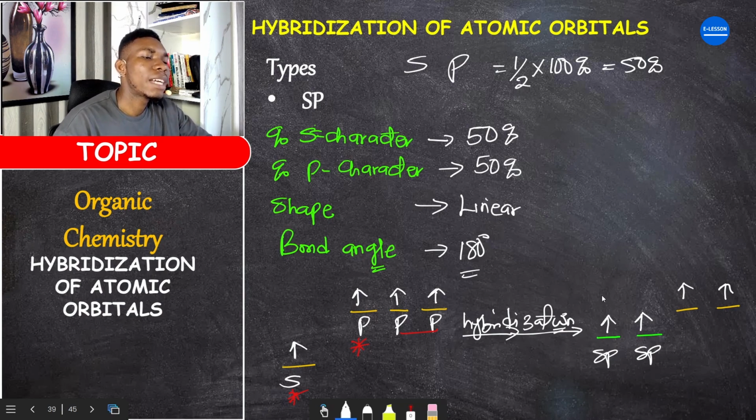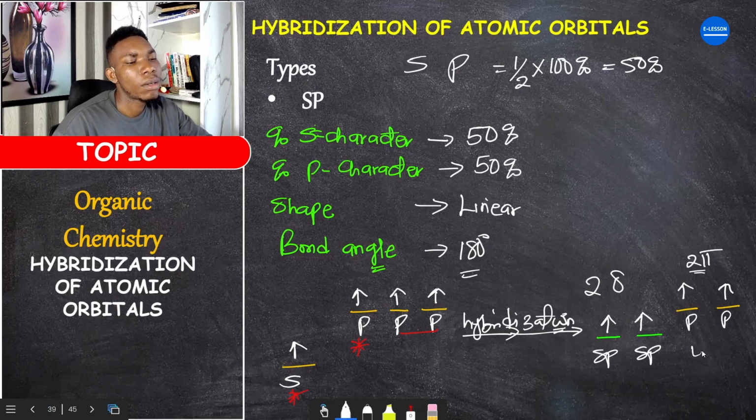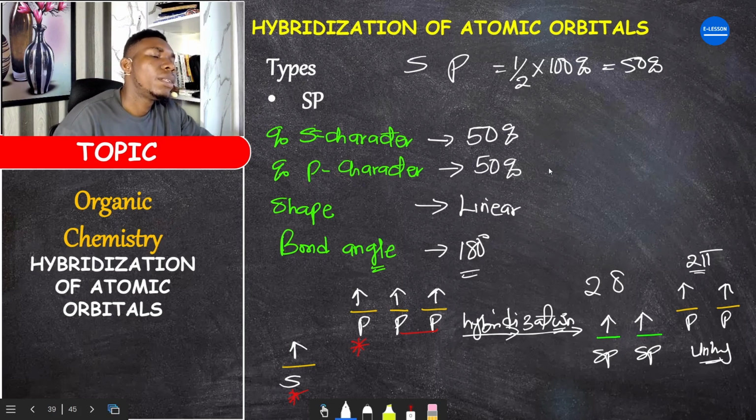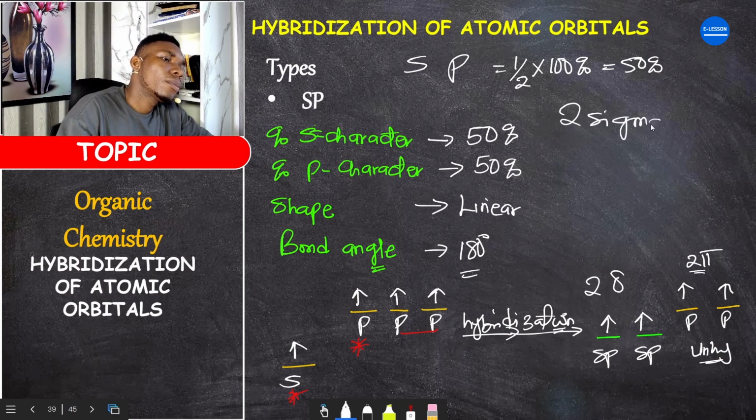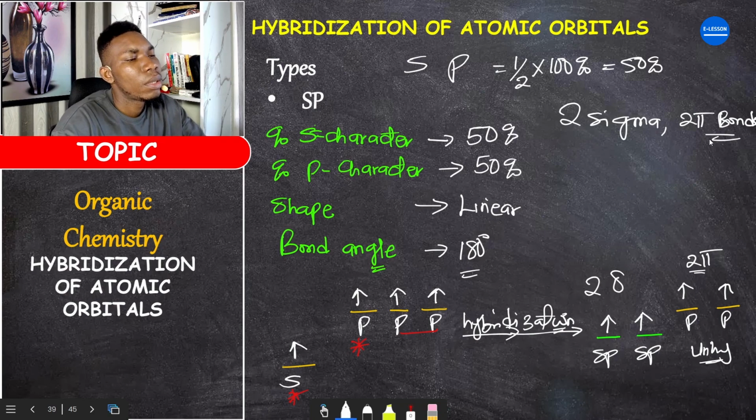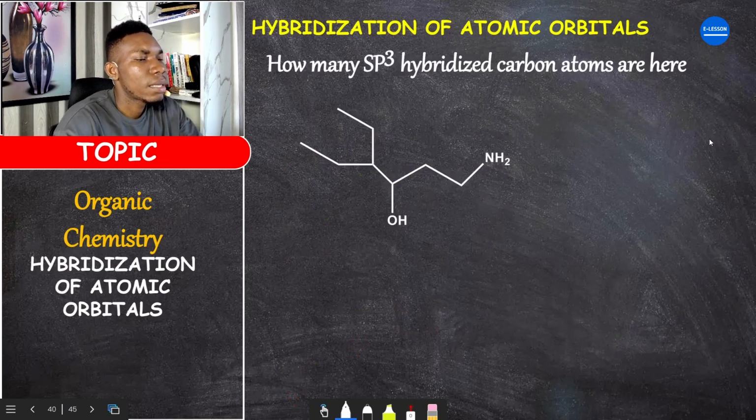I told you that hybridized atomic orbitals give sigma bonds. So here you are going to form two sigma bonds. And how many pi? Unhybridized orbitals will give pi bonds. All these ones, they are unhybridized. Why these ones here? They are hybridized. So this is going to give us two sigma bonds and two pi bonds. So that's basically how to know the different types of hybridization. Are you getting it now? Exactly. So that is that.